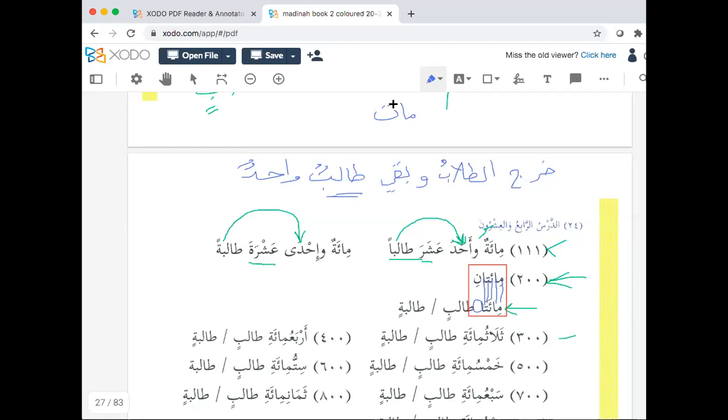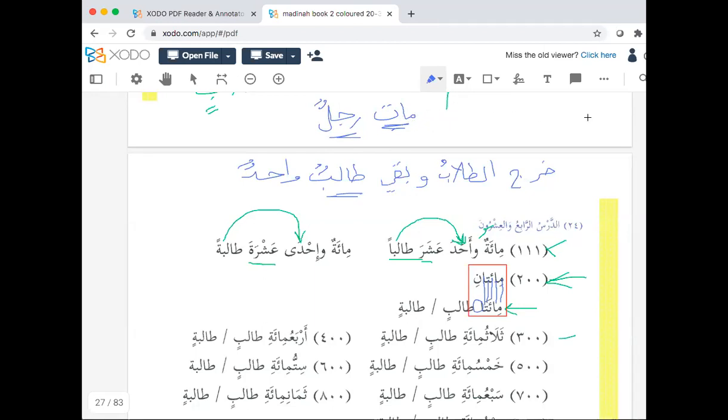مات رجل. Who did the dying? رجل. He's not مفعول به. مفعول به is when he was killed, or when his life was taken.